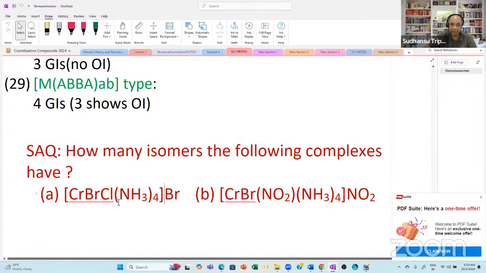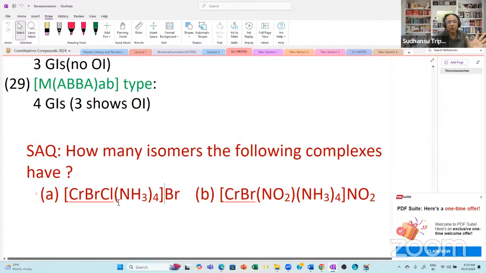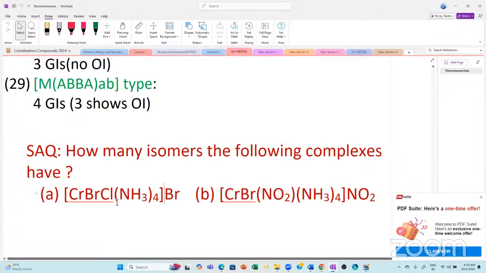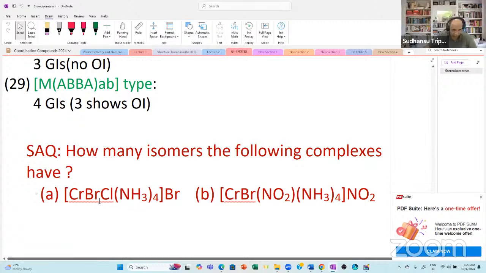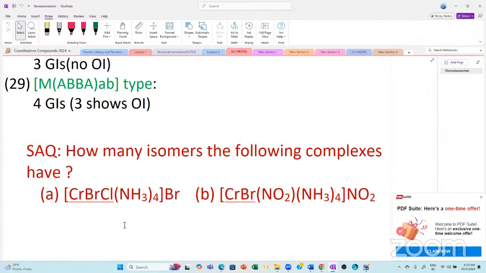BC type, A4BC is like A4B2, only cis and trans geometrical isomers. So 2 plus 1, 3. So A4, A4 small a, small a4 and small b2, or A4BC. Two different ligands, same. Trans. So there is no optical isomer.